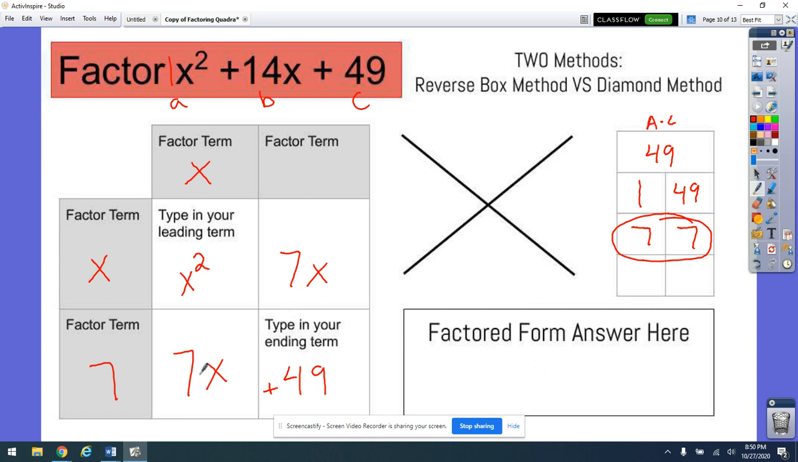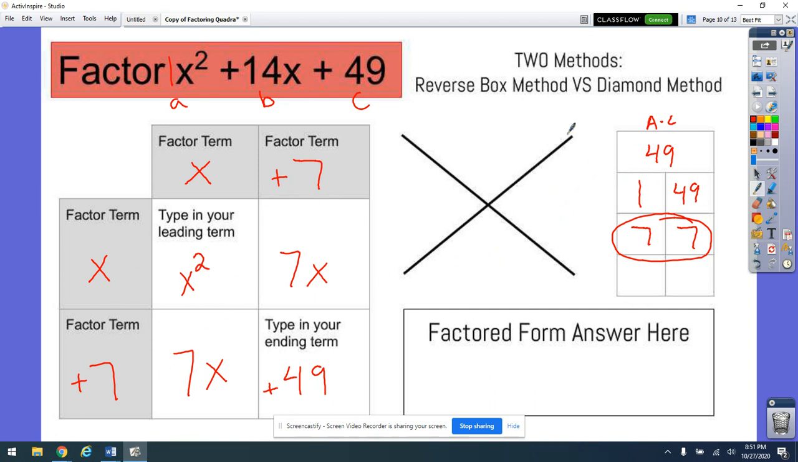Here, if you notice, they're the same how it's set up. So what can I factor out of this one? Yeah, 7. So what we notice is I have x and 7, x and 7, or x plus 7, x plus 7, and that's basically our factored form answer. So that's one way of doing it with that reverse box method.